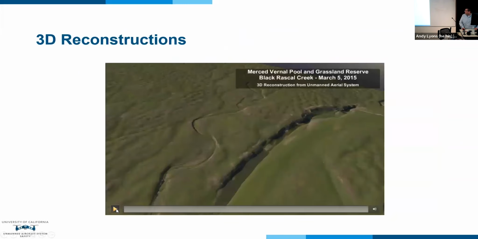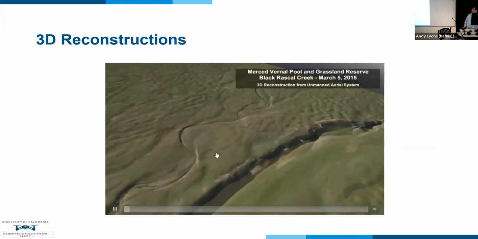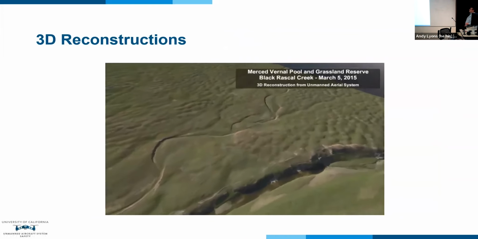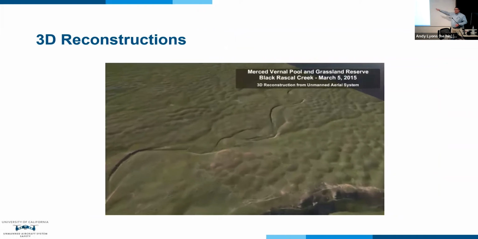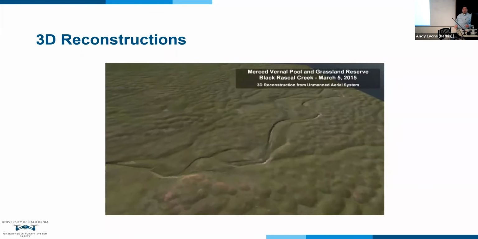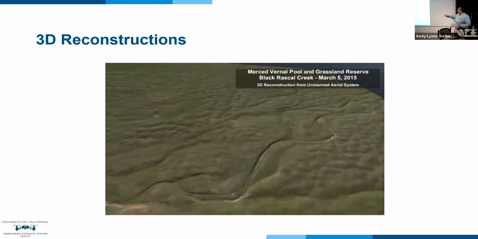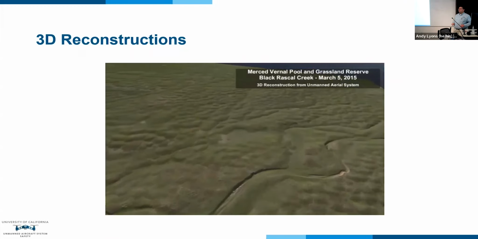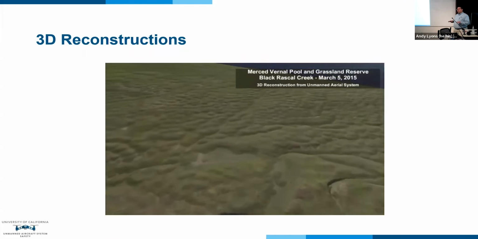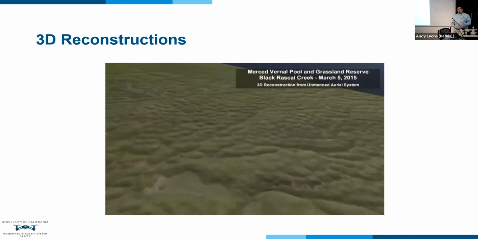Here's another fun 3D model data set. This is, again, my vernal pool reserve. You can see all the cool 3-dimensional Mima mound features as we took this. This is a data set I took in 2015, super old now. But this is all taken with a drone, flying around 400 feet.